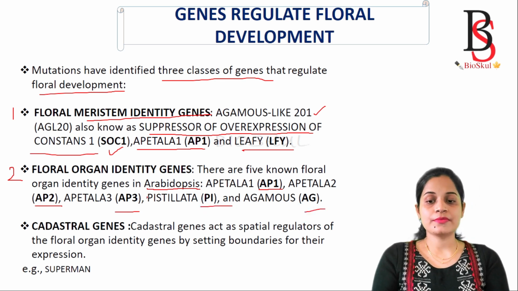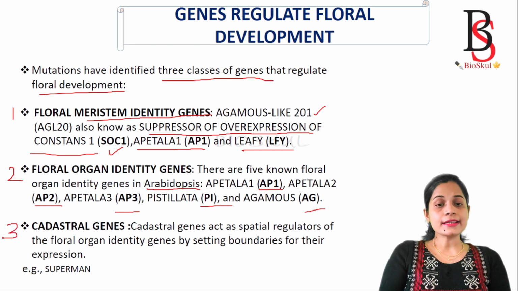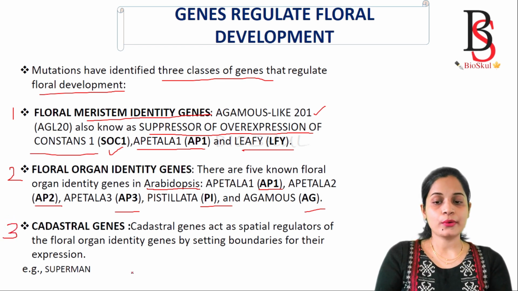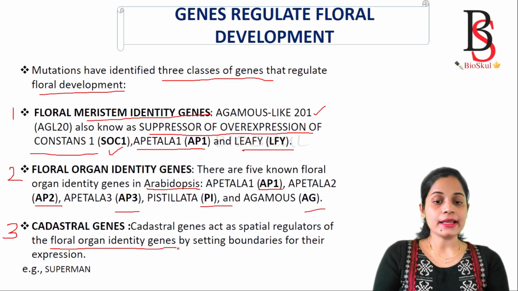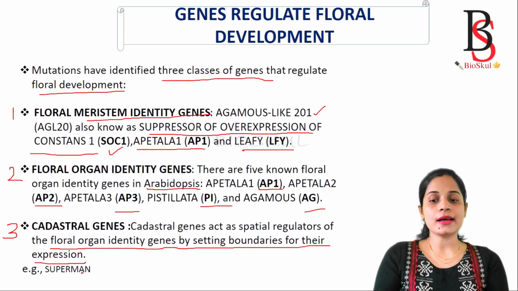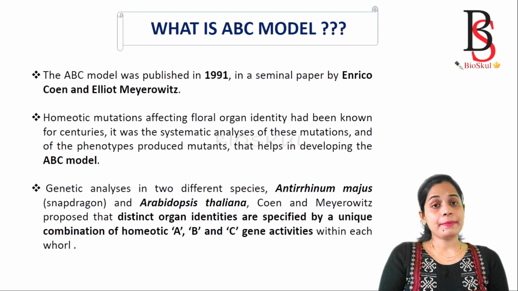And the third class of gene is known as the cadastral gene. The cadastral gene acts as a regulator of floral organ identity genes by setting boundaries for their expression. The cadastral gene is known as Superman. So now what is ABC model?